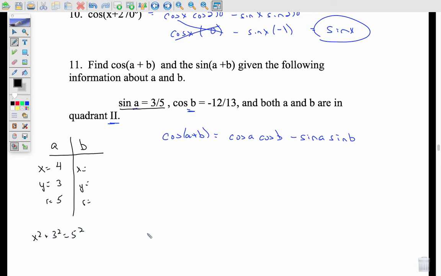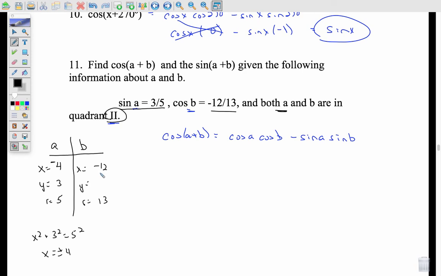Something else we might be well versed in is our 3, 4, 5 triangle. If we didn't know that, we could do x squared plus 3 squared equals 5 squared and solve for x this way. But I'd also point out the details here. Notice it says angle A is in quadrant 2. Well, I hope we all know that x is negative in quadrant 2. When I solved down here, I would have got x equals plus or minus 4. So in this case, it was a -4.